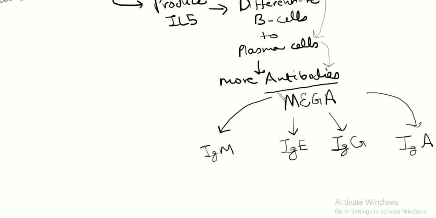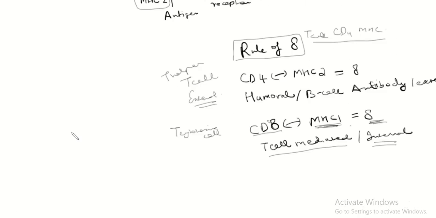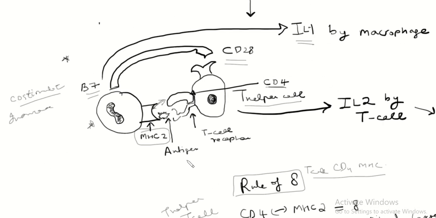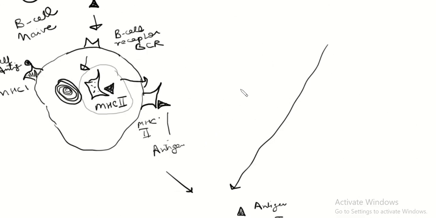And antibodies are mega awesome. IgM, IgE, IgG, and IgA. We'll talk a bit more about them in just a few seconds. But they are the end product. They are the end product of this interaction. Okay? So again, we'll just go through it again.